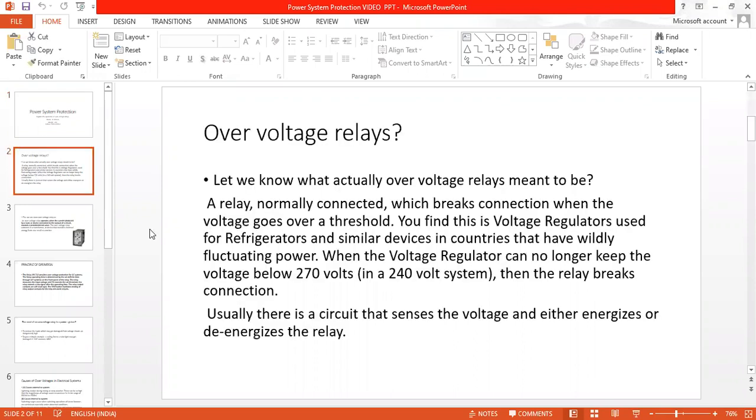Here, let us know what an overvoltage relay is meant to be. It is a normally connected relay which breaks the connection when the voltage goes over a threshold. You find this in voltage regulators used for refrigerators and similar devices in countries that have wildly fluctuating power. When the voltage regulator can no longer keep the voltage below 270 volts, the relay breaks the connection. Usually, there is a circuit that senses the voltage and either energizes or de-energizes the relay.